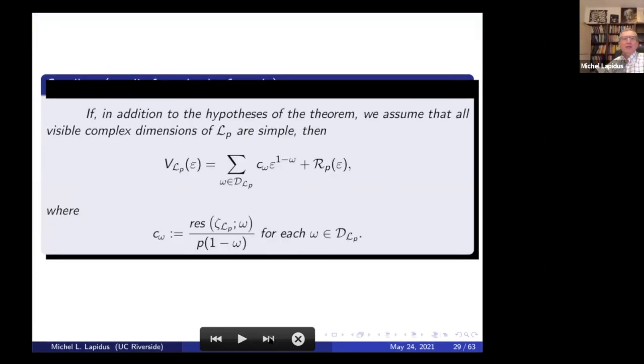There is no error term in that case. But also, if in addition we assume that the visible complex dimensions are all simple, that is, they are simple poles, then you have a much simpler expression. It's a special case of the previous theorem, a corollary. It is the sum of the residues of the zeta function divided by p times 1 minus omega at every pole omega, that is, at every complex dimension, plus possibly an error term. But again, in the strongly languid case, in particular for all p-adic self-similar strings, you don't have this error term anymore.